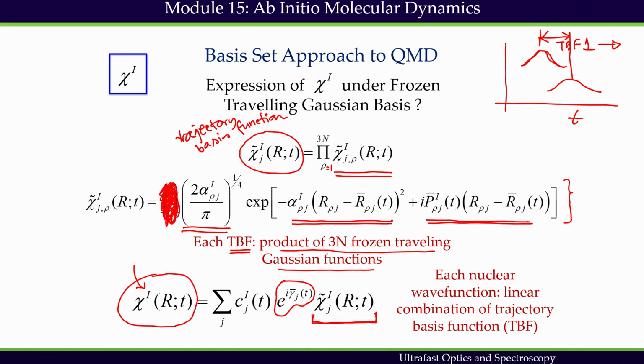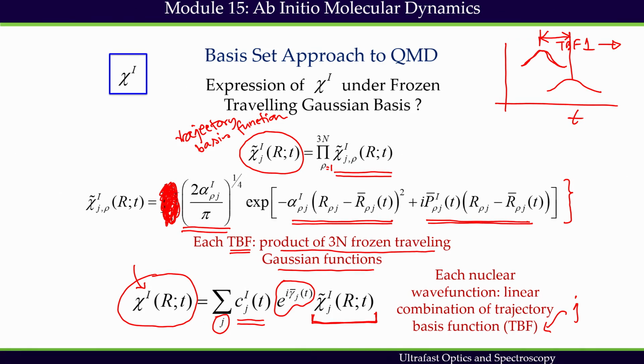And then because it is a summation of individual trajectory basis functions, I have to take the expansion coefficient as well for individual trajectory basis functions. J is the trajectory basis function index, and depending on how many trajectory basis functions I would like to take, this J number may change. So J is representing the trajectory basis functions.